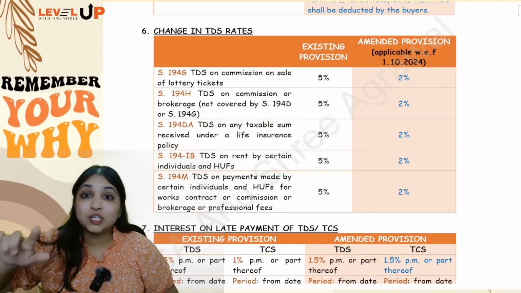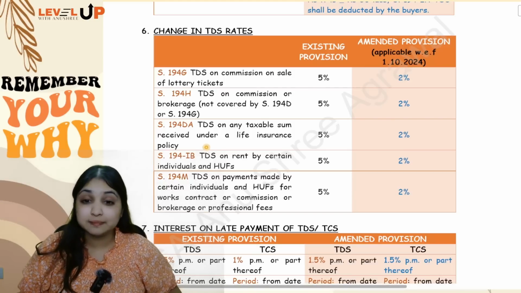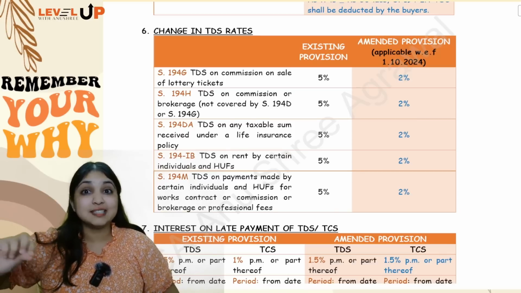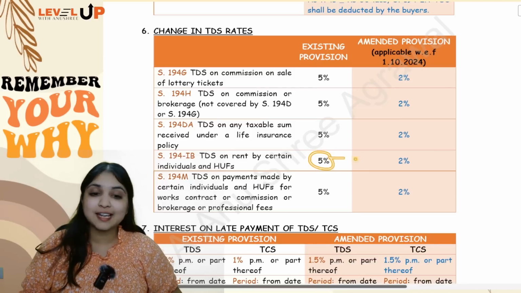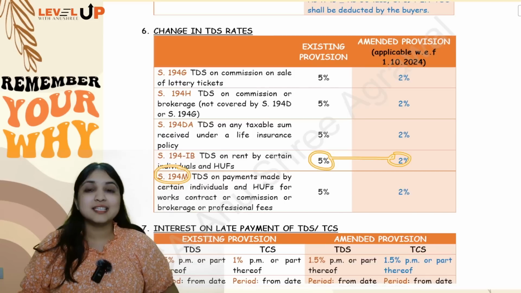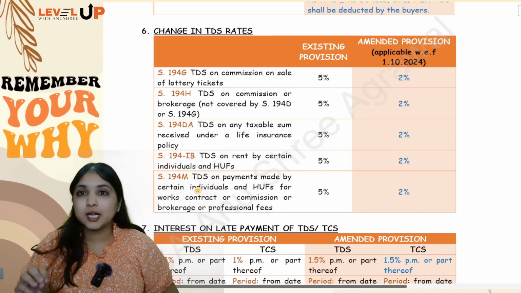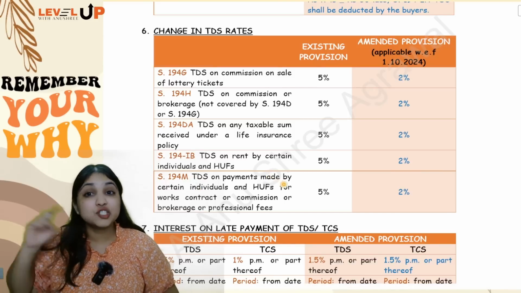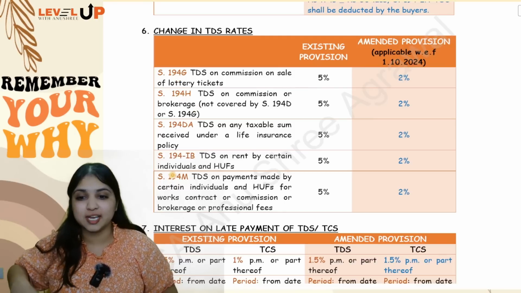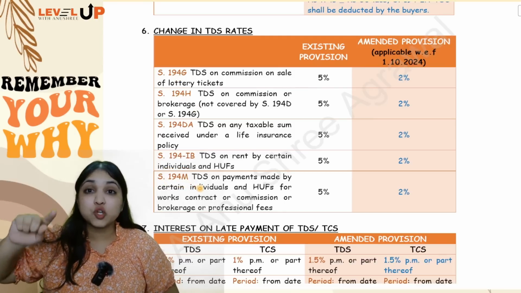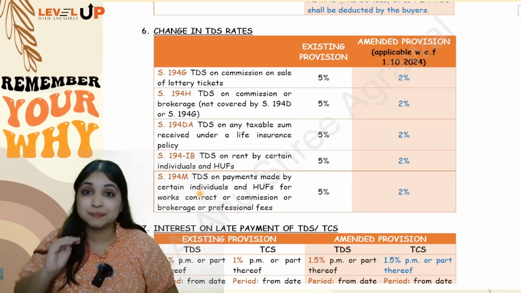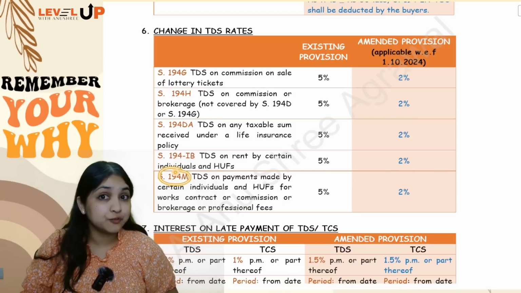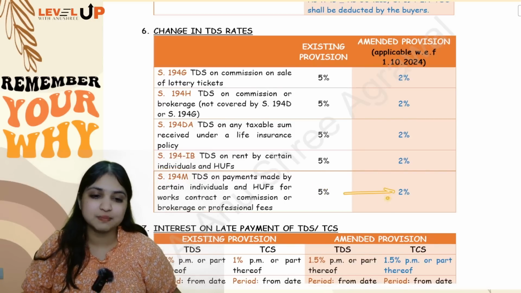194IB, TDS on rent which is not covered by 194I. Remember, in this section we deduct tax only in the last month, either in the last month of tenancy or in the March month. So even that has been reduced from 5% to 2%. And lastly, section 194M, TDS on payments like works contract payments or commission payments or professional fees. If it is not getting covered by 194CHJ, it will get covered in 194M, guys. Works contract payment, your professional fees payment and your commission payments, if not covered by 194CHJ, it will get covered by 194M. Here also the tax rate was 5%. It has been reduced to 2%.